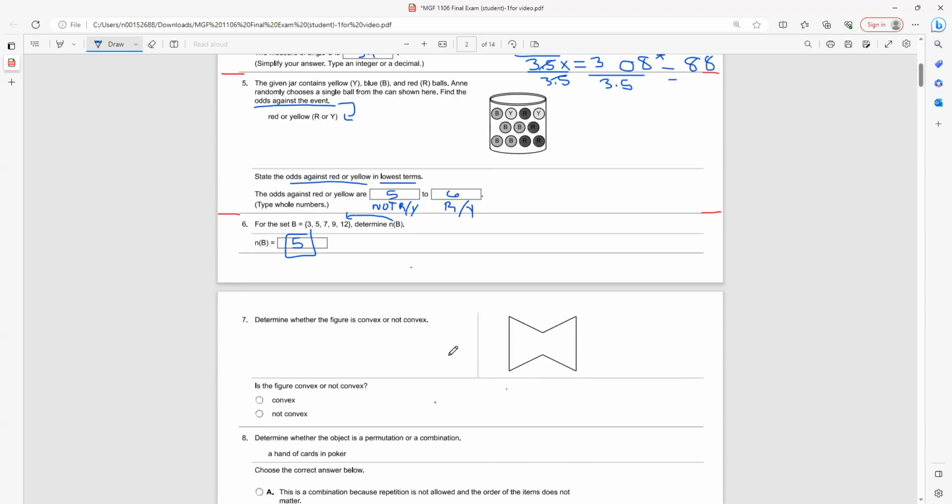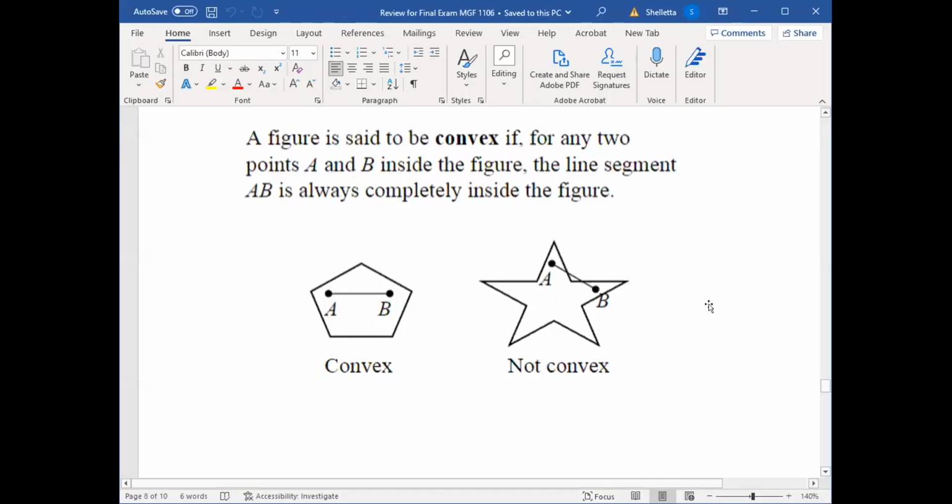For number 7, determining whether we have a convex or non-convex shape. Now we want to be mindful here of what it means to be convex or non-convex. I want to share this with you guys. Let's go back to some of our notes. All right, so here is an example of convex and non-convex. Remember that convex means that any 2 points that you create and connect to draw a line inside of that shape, that line and all points on that line will be inside of the shape.